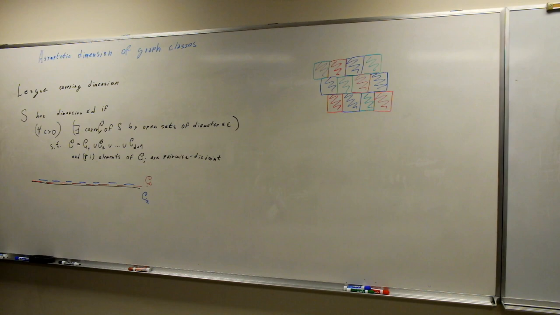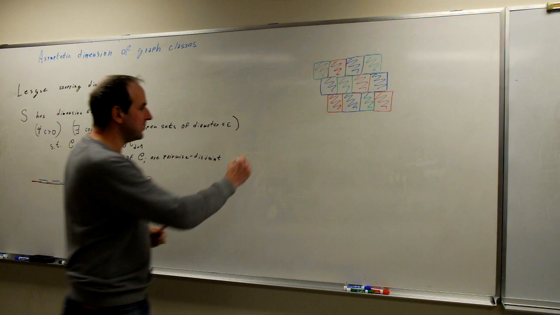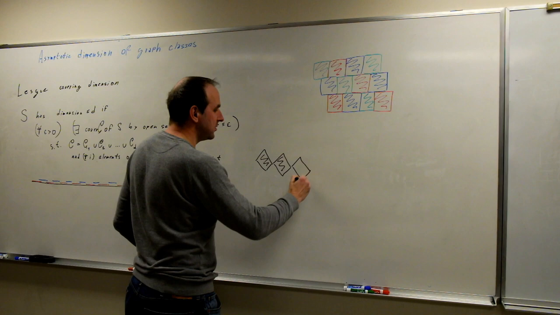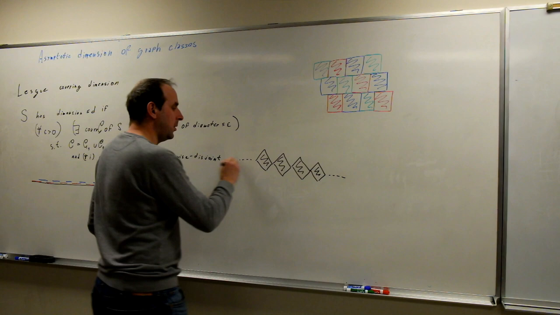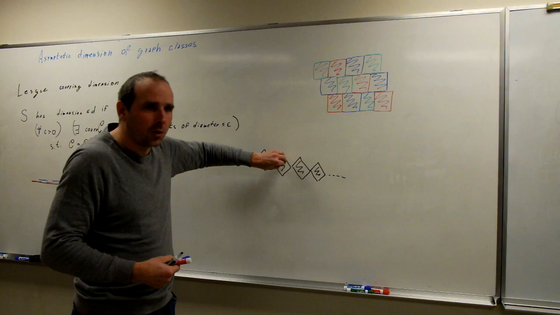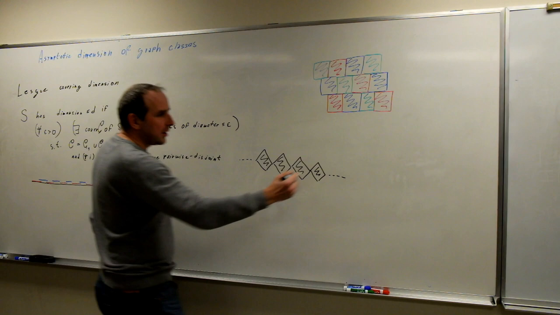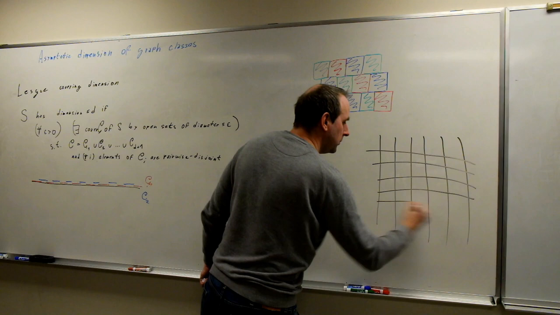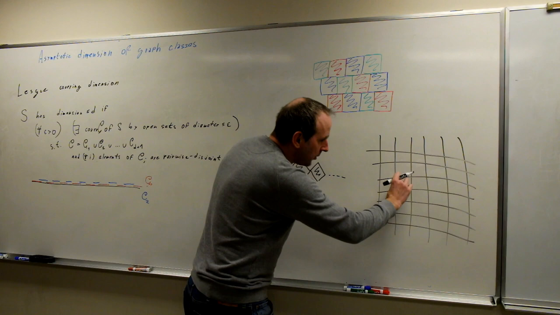But one thing is that it is a local notion. Here we want this to be true at arbitrarily small scale. So let me give more complicated, different examples. For instance, if my space is such an infinite chain of squares, then this has dimension 2, because when I look at it locally, it looks precisely like the plane. On the other hand, if I take an infinite grid, this will have dimension 1, because when I look at it locally, it's just a line.